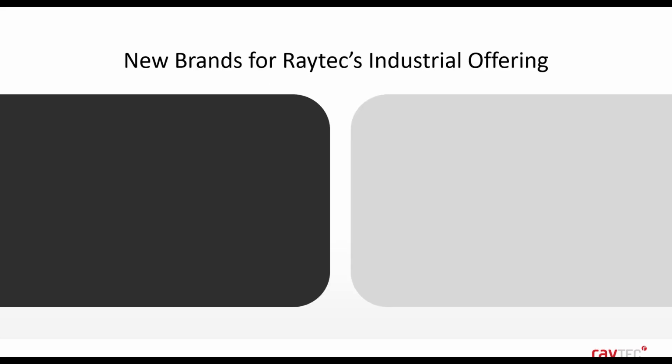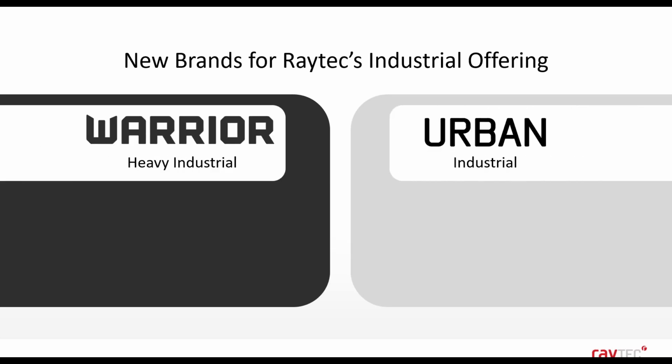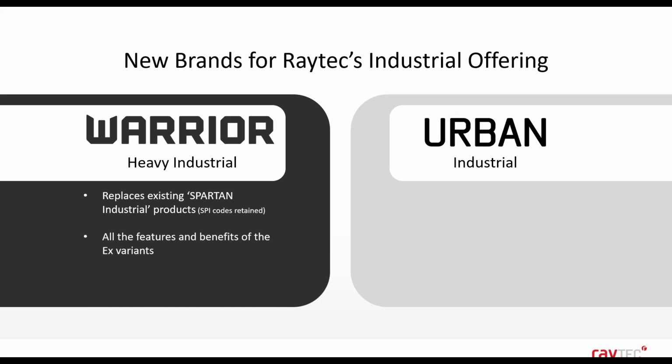We'll just look at the 2 brands in a little bit more detail on what they represent. So Warrior will be our heavy industrial brand and effectively replaces our existing Spartan industrial products. Just to mention that the SPI codes, which you might be familiar with if you're familiar with Raytec products, will remain unchanged from before. The products will retain all the features and benefits of Spartan, but in a package which is designed for use in a demanding safe area application rather than hazardous area.